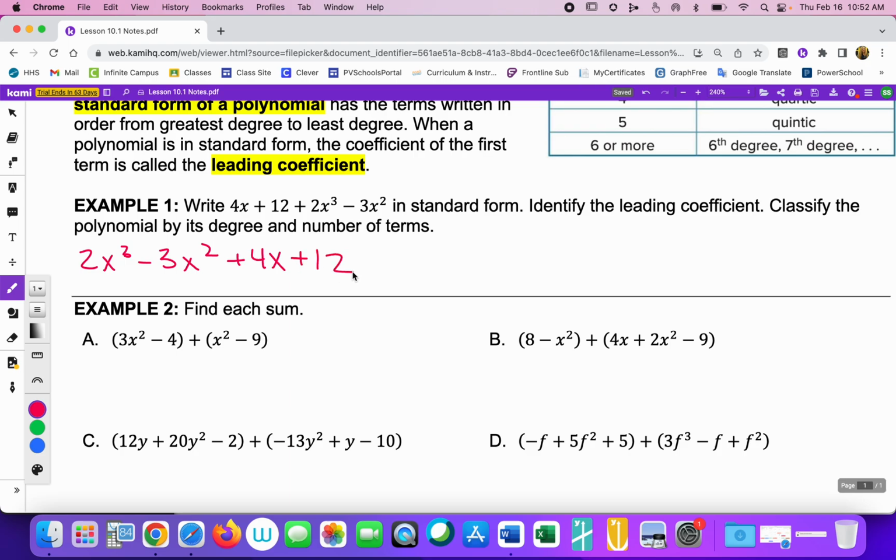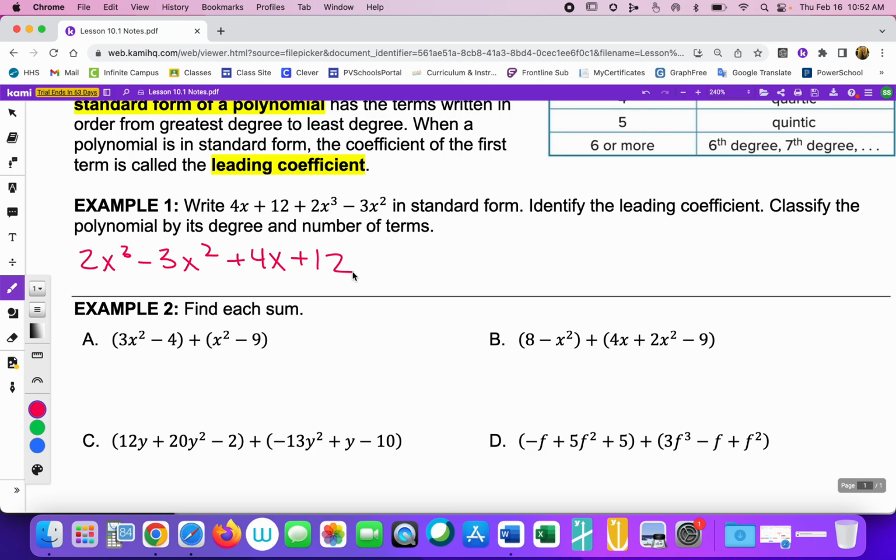So degree-wise, this first term has a degree of 3, because that's what the exponent is. This term has a degree of 2, this has a degree of 1, this has a degree of 0. Think about it as an x to the 0 power, which is just 1. Okay. Now you may not always have third degree, second degree, first degree, and 0. As long as they're in order, you might have fifth degree, and then it jumps to an x squared, and then it jumps to an x.